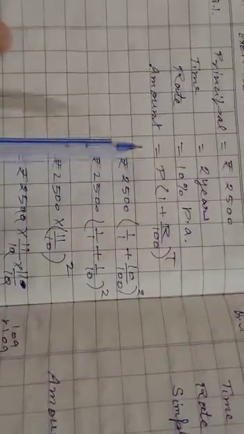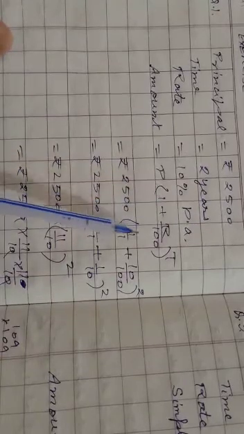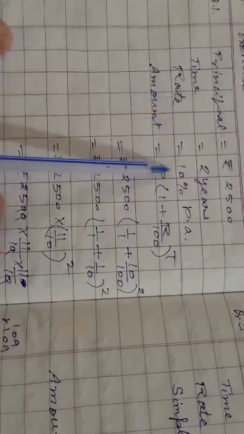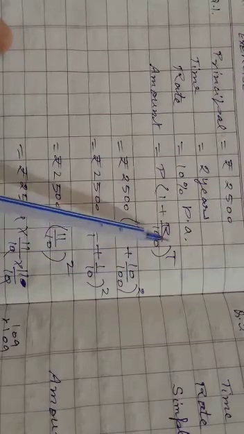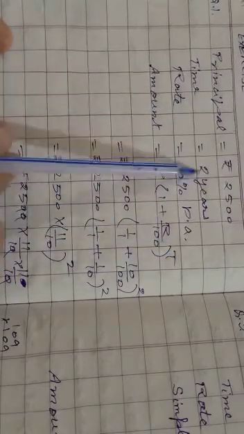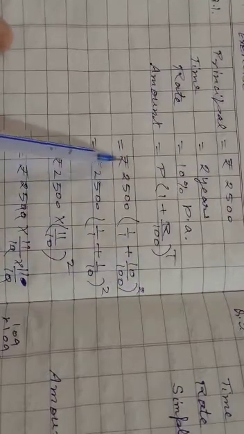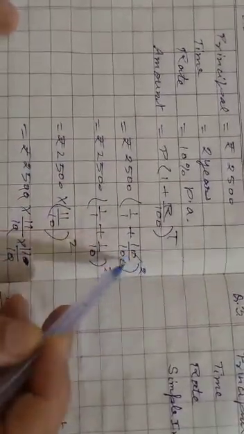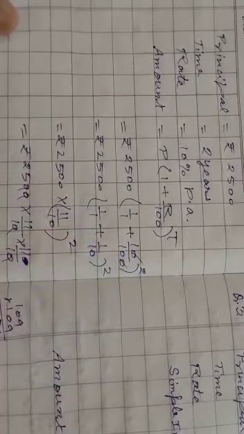Now we write the value of P, rupees 2500, bracket 1 plus 10 upon 100, since the value of rate is 10% per annum. Value of time is 2 years, so we write power 2. Now rupees 2500 upon 1, upon 1, 0 0 cancel out. We get 1 upon 10 whole power 2.